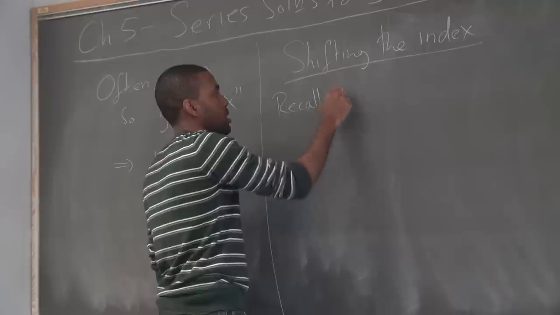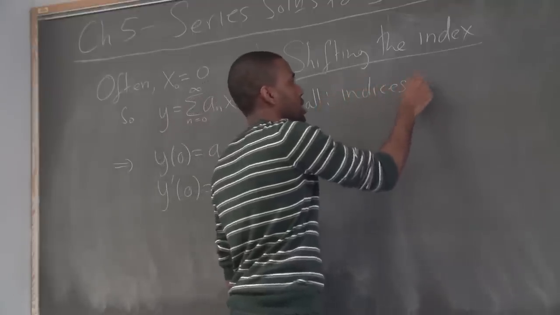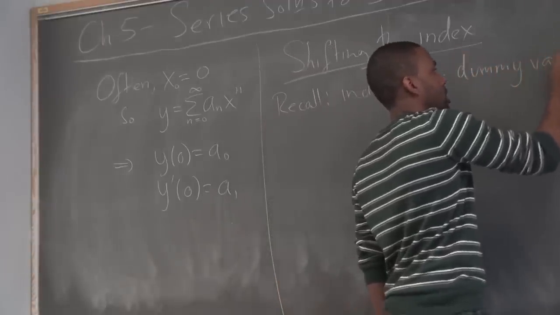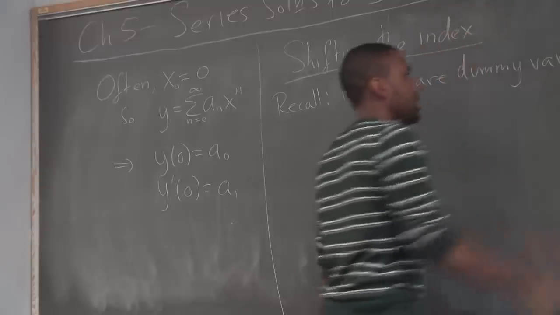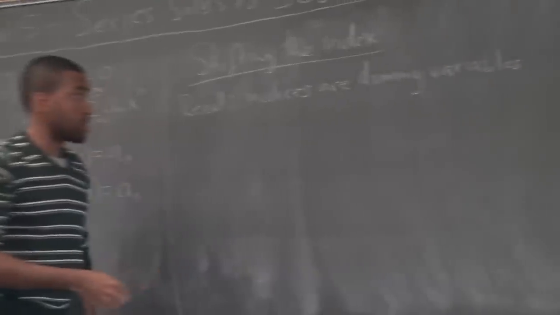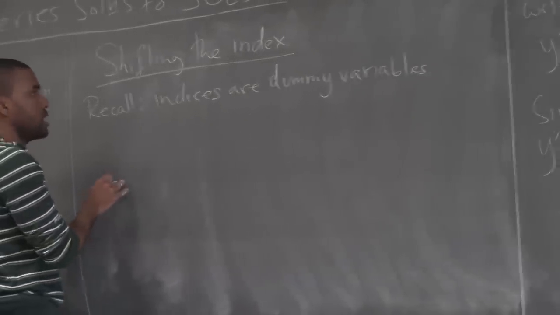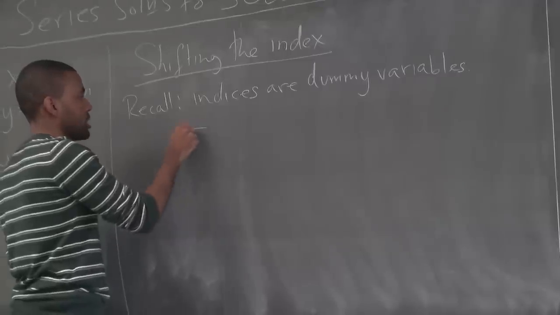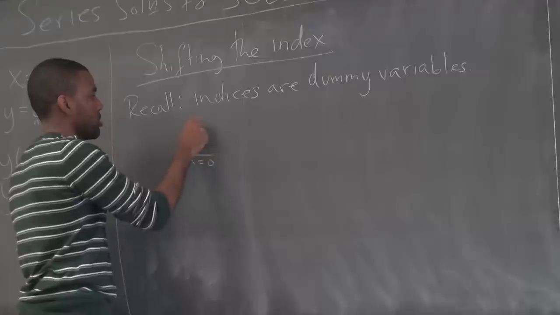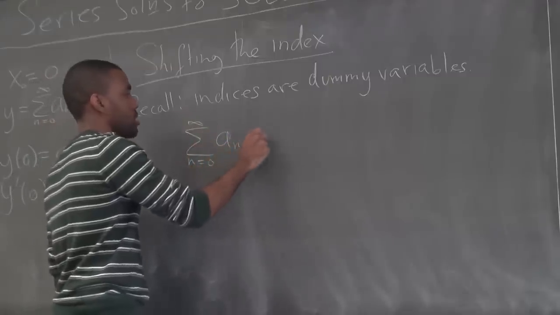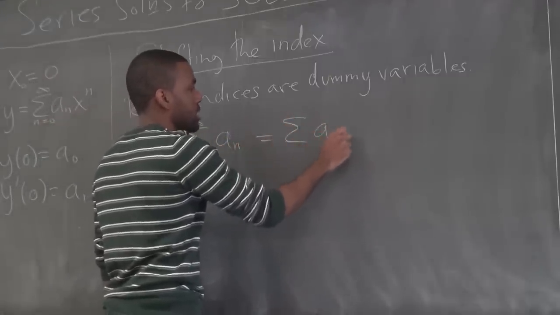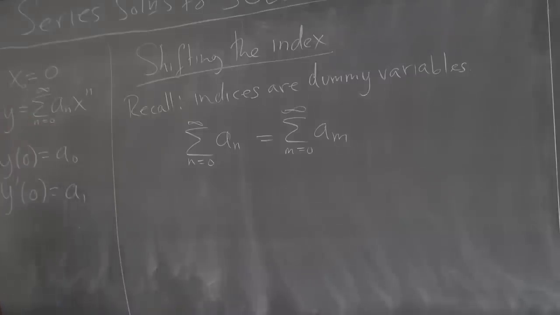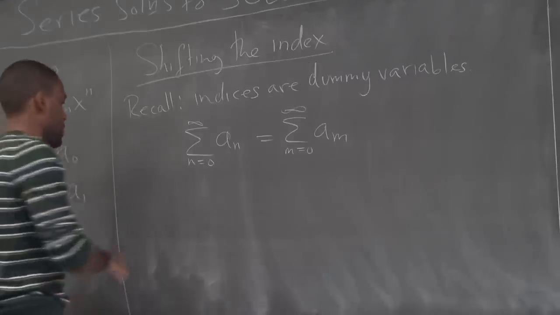For example, recall indices are actually dummy variables, just like for definite integrals. It doesn't matter if you have a dx or a dy with the stuff. It's the same thing. So for example, if I have n goes from 0 to infinity of a_n, as long as the a is the same function, I can replace that variable with something else, and I would get the same value. It should make no difference.